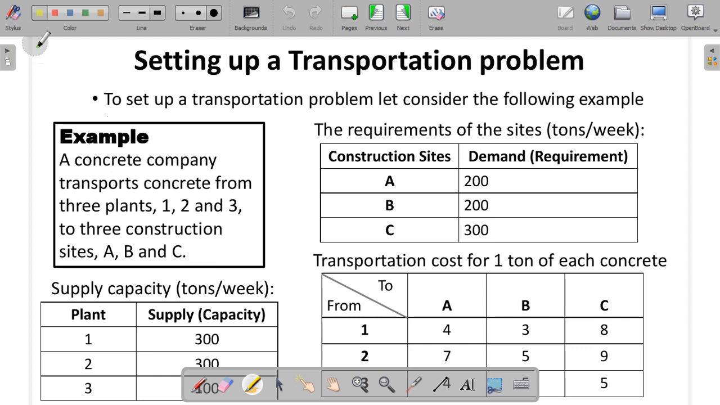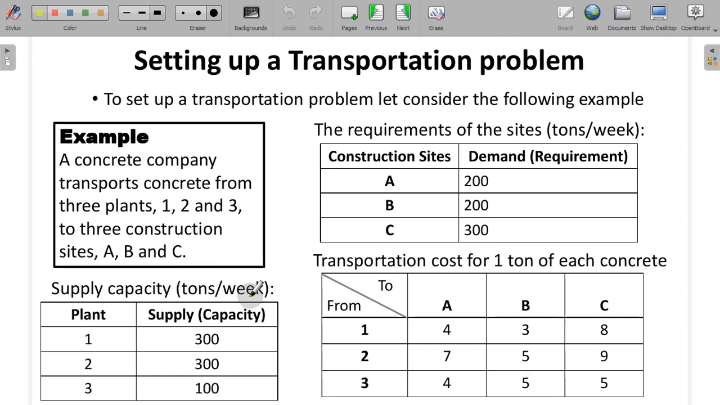The company has allocated the supply capacity for each plant in tons per week. We have 3 plants, and this is their supply capacity of the concrete. And also we have information about the requirements of the construction sites, in tons per week. We have the demand or requirements, as you can see here. And lastly, the information below is the cost of shipping, or transporting, or supplying this concrete from the plants to the construction sites. So the last table represents the cost of transporting this concrete from plants to destinations, which are construction sites.